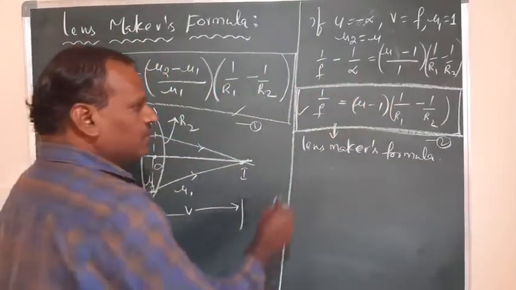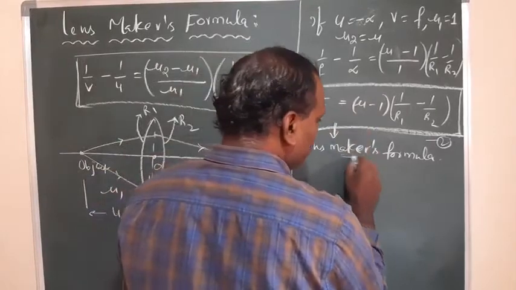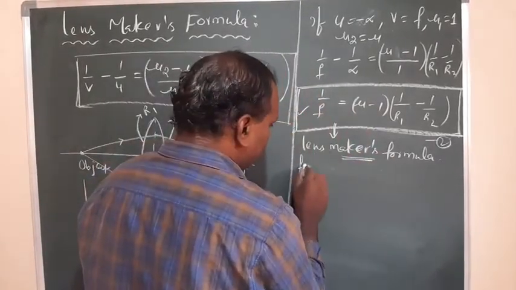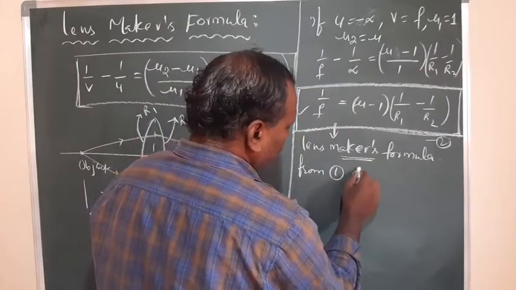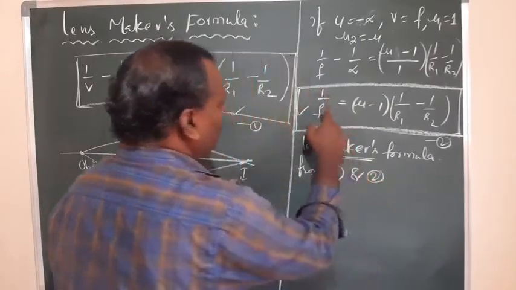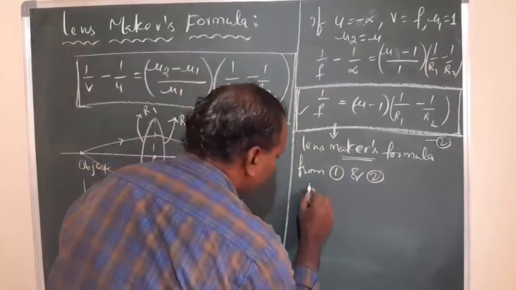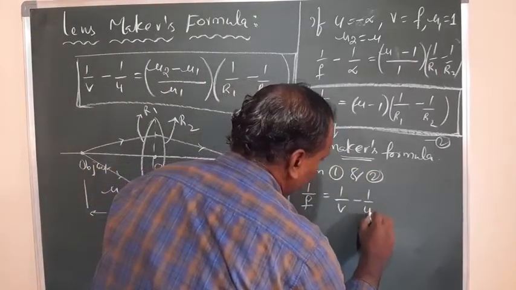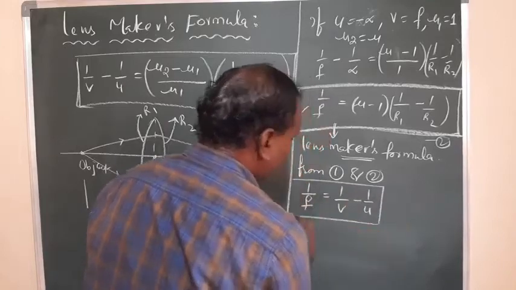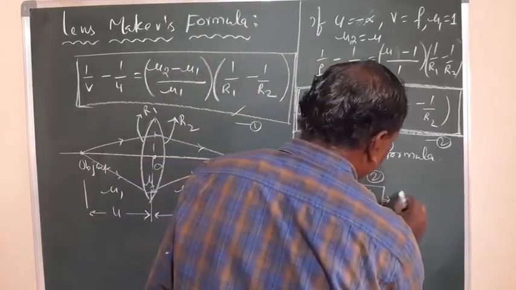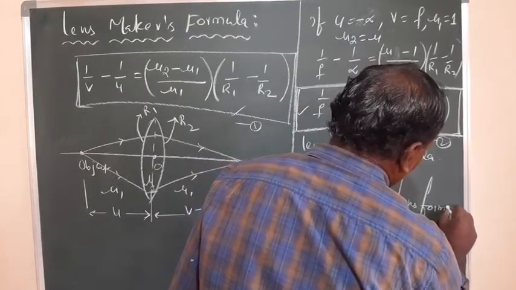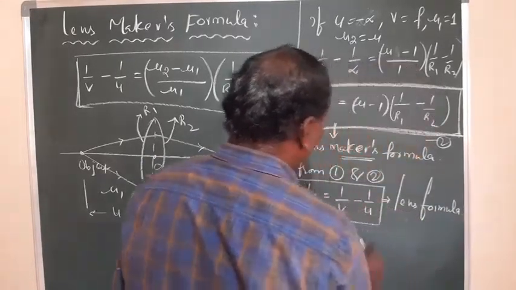So the second equation is called the Lensmaker formula, and by combining these two equations, 1 and 2, I can write 1 by f is equal to this equation. That means 1 upon f is equal to 1 by v minus 1 by u. You can get this one. So this equation is called the Lens formula. It is the Lens formula, so it is important to remember this equation.